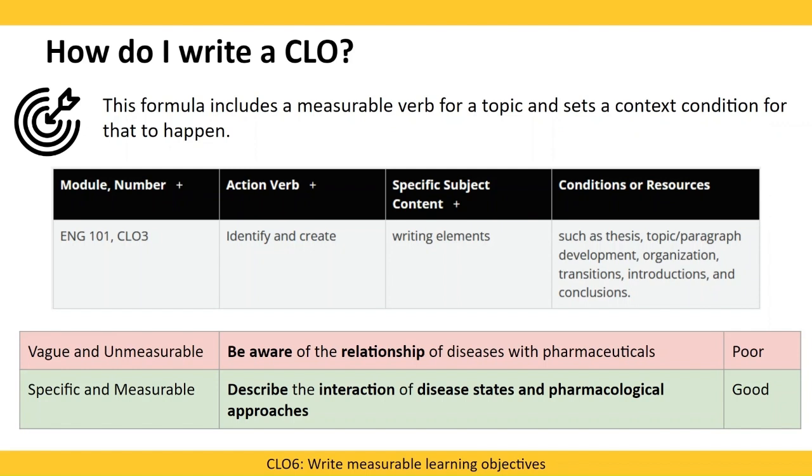The red and green chart compares a good learning objective to a poor learning objective. The vague objective uses the phrase, be aware, which is difficult to measure. Using the subject relationship does not clarify what about the relationship we are focusing on. The suggested fix for this objective is to use a measurable verb, such as describe, and the phrase interaction of a specific events with the condition of disease states and pharmacological approaches.